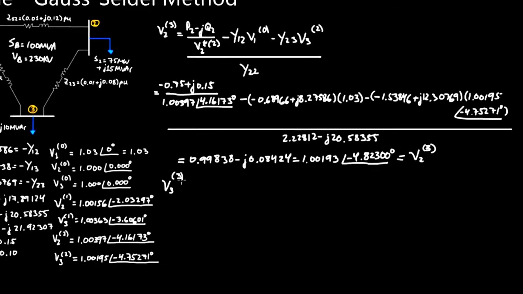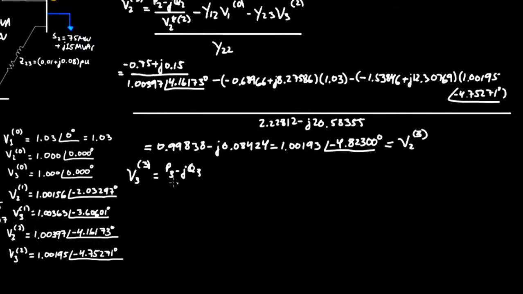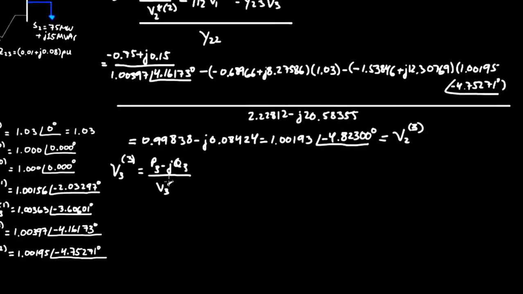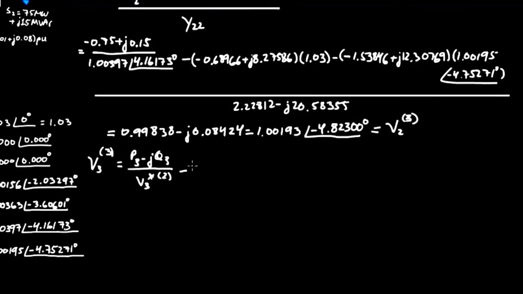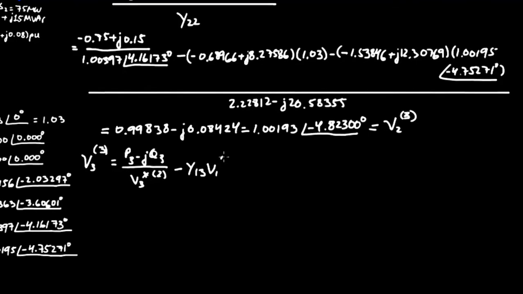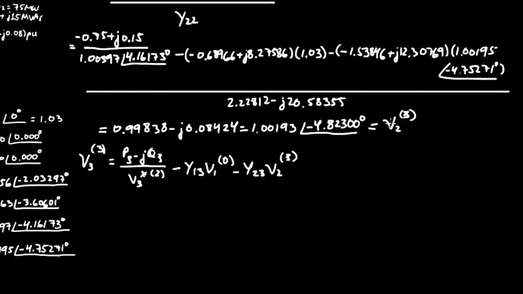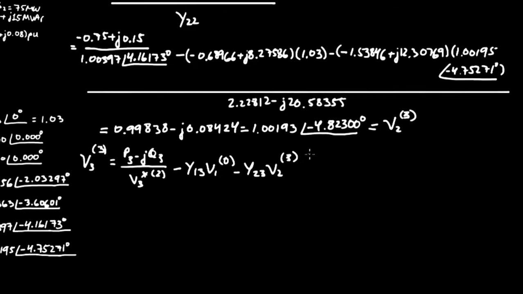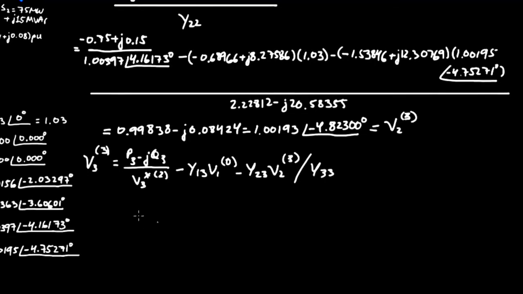So V3 of 3 would be equal to P3 minus JQ3 over V3 conjugate of the previous iteration, so V3 of 2, minus Y13 V1 of 0 minus Y23 V2, and again we used the last iteration, or the last information that we have, which for V2 is this third iteration. And all of that divided by Y33, and I'm going to put it over here on the right just to save some room.